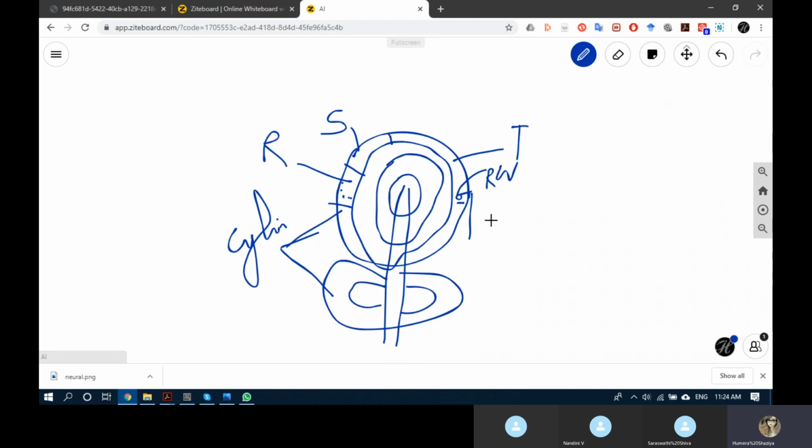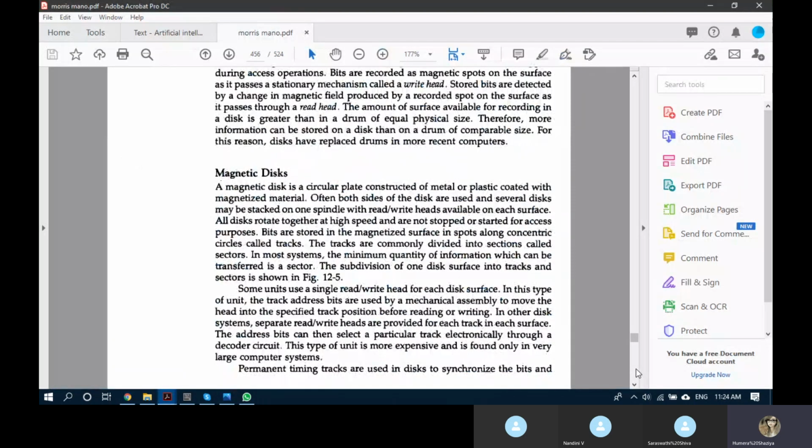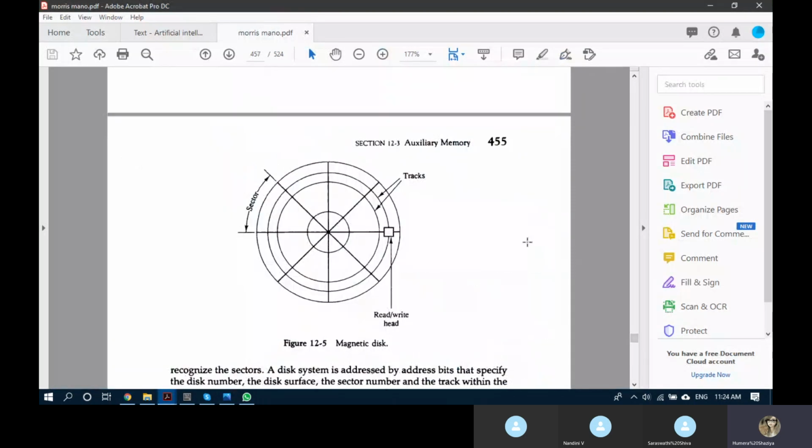Access time is equal to seek time plus transfer time. Hope that this concept is clear. Magnetic disks. Here also it is given like this: this is a disk, this is the read write head, these are tracks, and this is a sector.